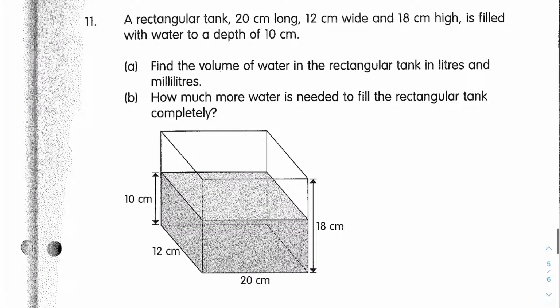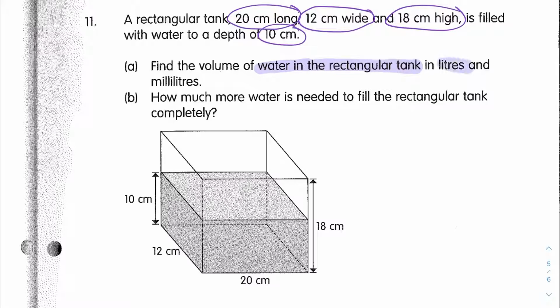Question 11. Ooh, nice diagram. A rectangular tank, 20 cm long, 12 cm wide, 18 cm high, is filled with water to a depth of 10 cm. So question A, how much water is in the tank? Give your answer in liters and milliliters. Question B, how much more water do you need to fill the tank?